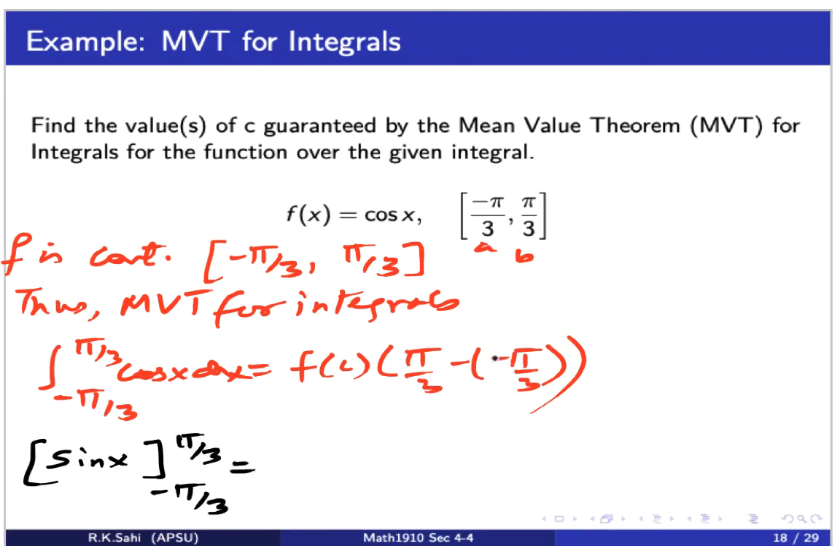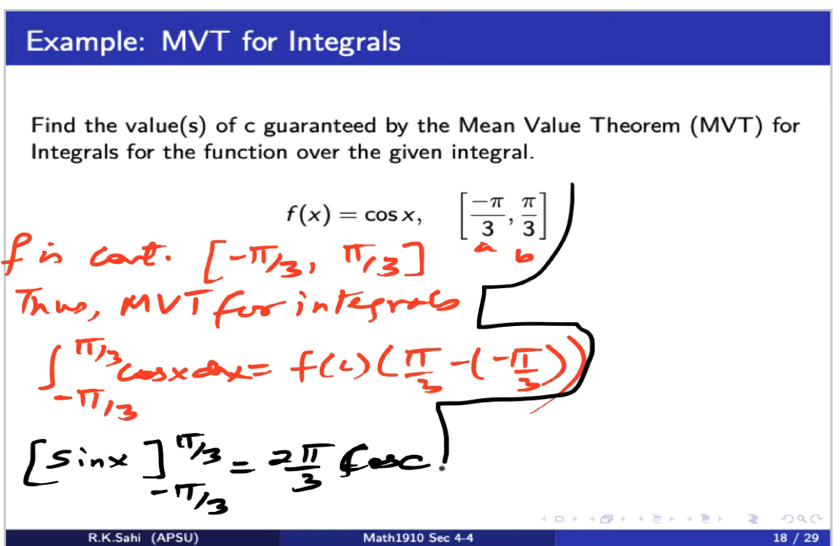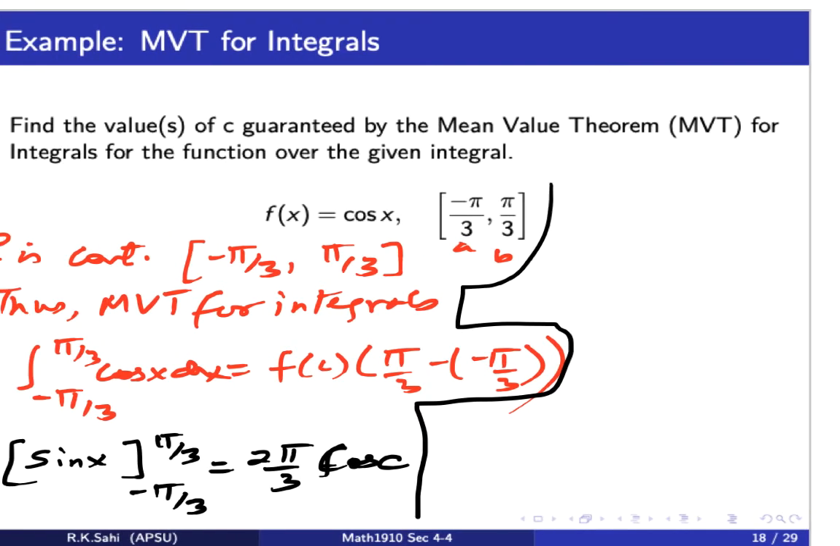Now pi thirds minus minus pi thirds is 2 pi thirds. So we have here 2 pi thirds f of c. What is f of c? Cosine c. Now I'm going to make my life simple, so I'm going to write this as 2 pi thirds cosine c equals sine x from minus pi thirds to pi thirds.